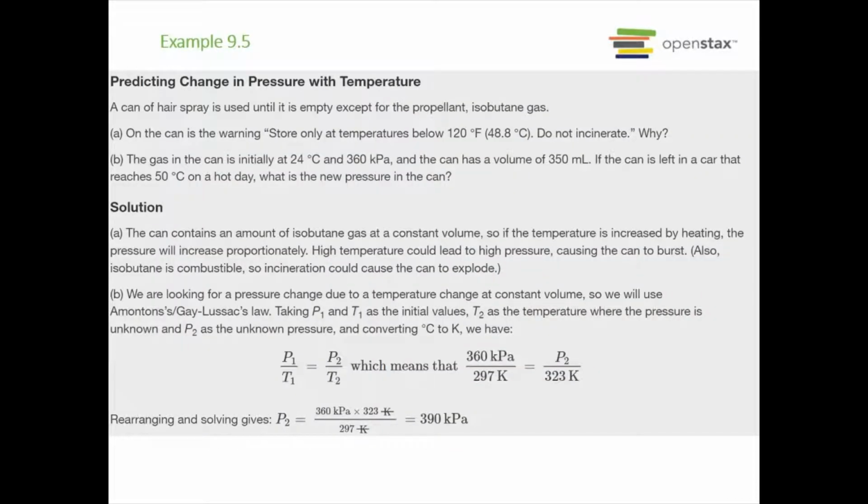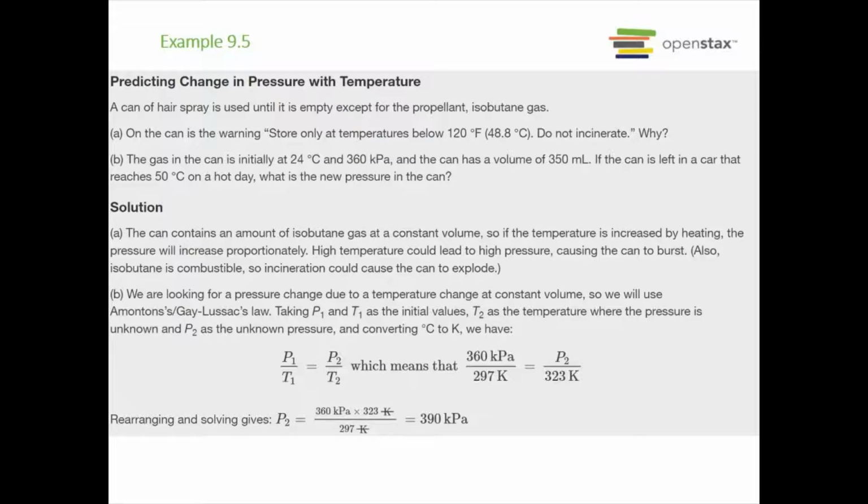So let's look at a quick example. And we're talking about a can of hairspray here. So it's used until it's empty, except for the propellant isobutane. And this is true. If you look at pretty much any type of aerosol canister, it has a warning that says store only at temperatures below 120 degrees Fahrenheit. Do not incinerate. And when you think about this, you want to think about why.